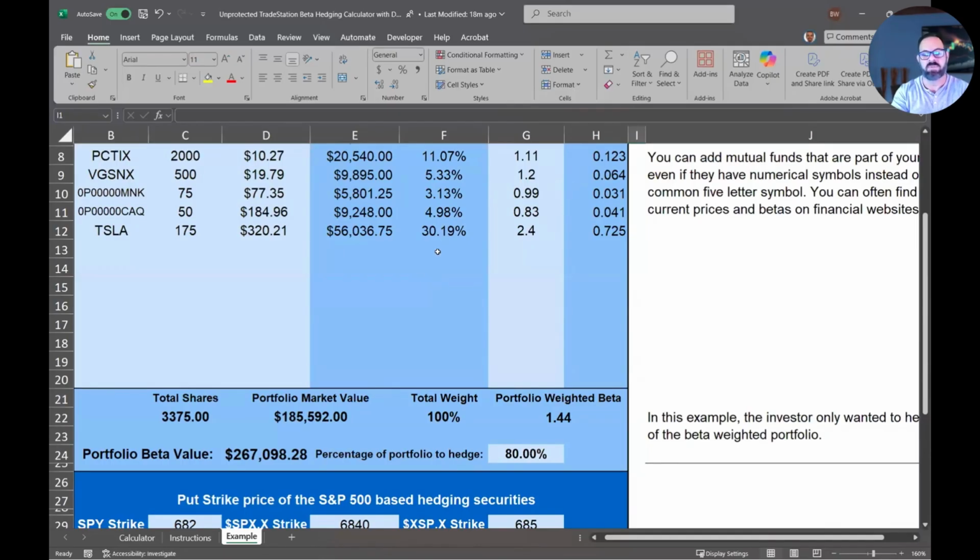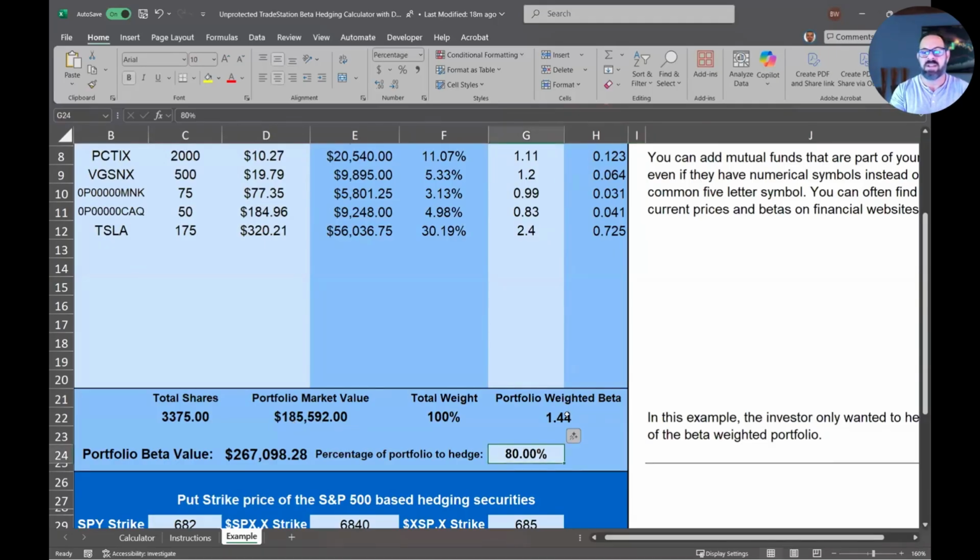It has to add up to 100, of course. That's the number of shares they actually own of everything. And the portfolio weighted beta is 1.44. So the portfolio beta value is nothing more than the value of the actual shares in the portfolio times that beta. And that's what you actually have as far as risk. Even though this person only owns $185,000 worth of securities, it's a mix of mutual funds and stocks, they are actually having $267,000 of real risk in their portfolio.